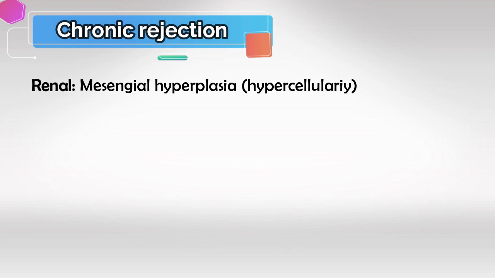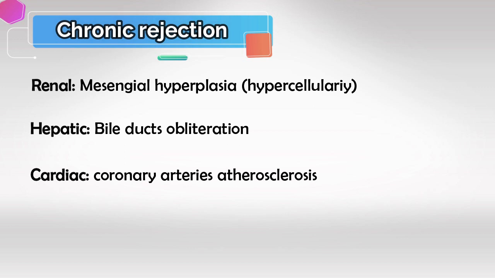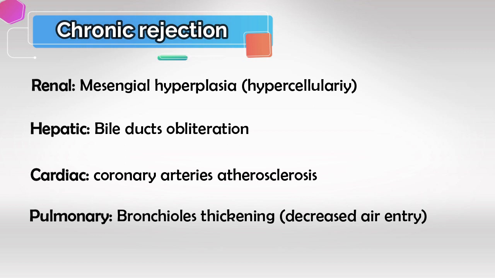In the renal system, we see mesangial hyperplasia. In liver transplants, we see vanishing of bile ducts. In heart transplants, we see atherosclerosis of the coronary arteries. And finally, in pulmonary transplants, we see bronchiolar thickening.